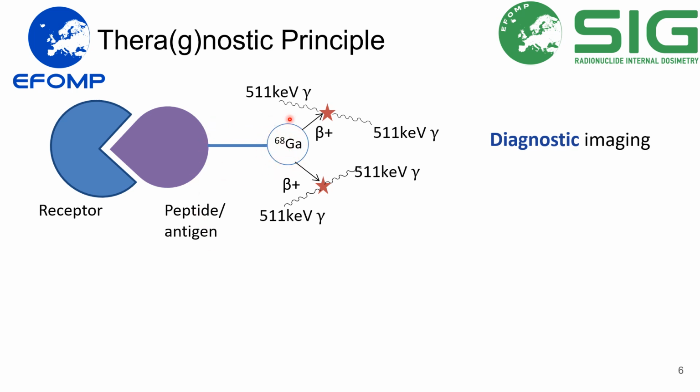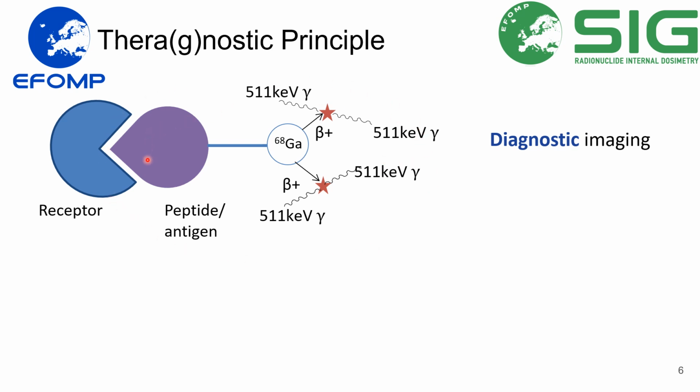A very common radioisotope or radionuclide in nuclear medicine is gallium-68. Gallium-68 emits positrons, and when they annihilate, they emit the annihilation radiation, which we can subsequently image outside the patient's body, and with that get an idea about the distribution of that radiopharmaceutical.